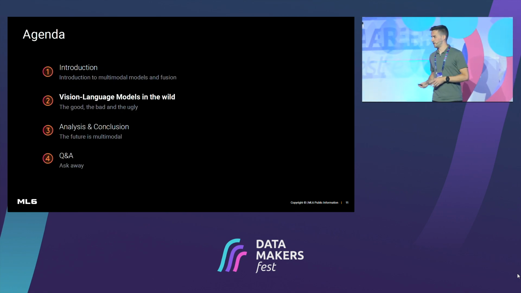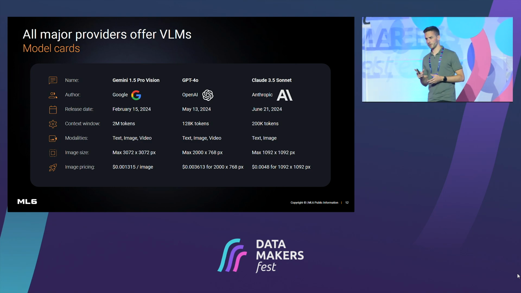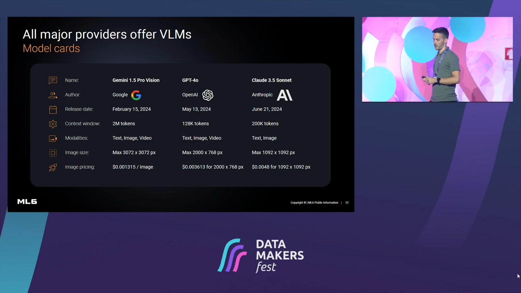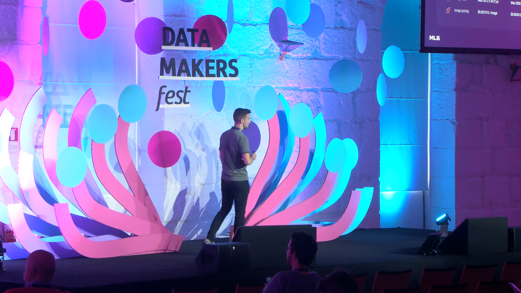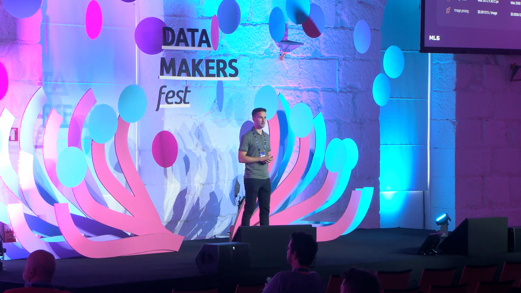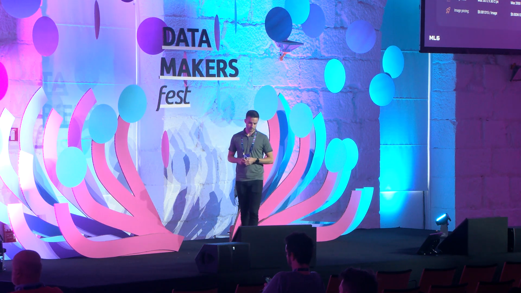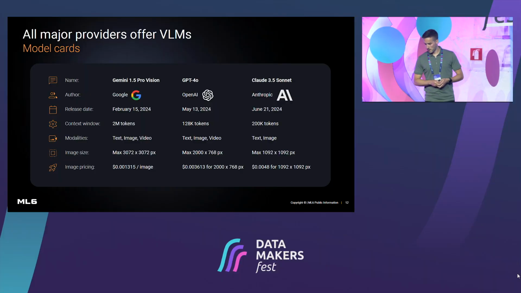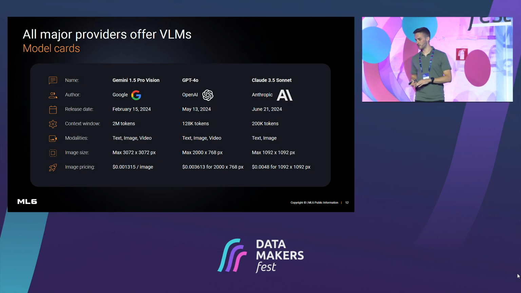So let's dive in, vision language models, how do they perform in the wild? I'm going to talk about 3 models in particular, Gemini 1.5 Pro Vision from Google, GPT-4o from OpenAI, and Claude 3.5 from Anthropic. You can see the release dates. Gemini was released earlier this year, but the other 2 are still fairly recent. Again, these vision advancements are very recent and rapidly evolving as well. There are some differences in terms of the amount of input tokens, so your context window. The modalities that they take as input are more or less the same, but in this case, they take text and images.